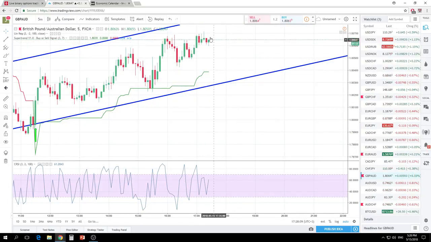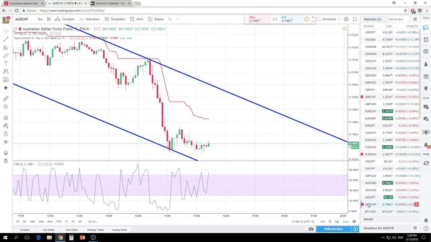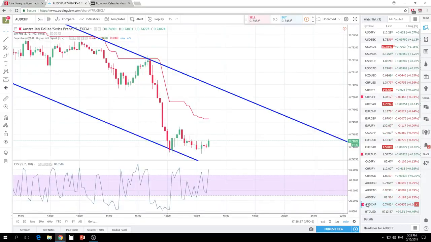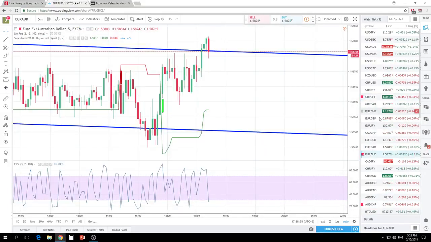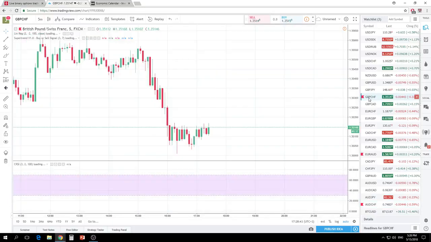GBP Australian dollar already went in profit with our analysis, so there is no chance of trading on it, and Australian dollar Swiss franc is also okay. Okay, Euro Australian dollar should be safe now, and I guess we should now make a decision.